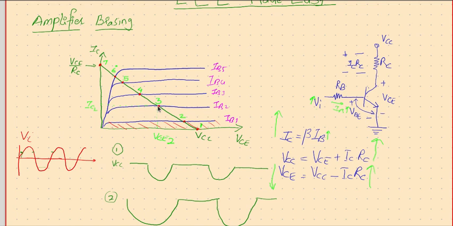If you want the operating point at 3, then make sure that with no input IB2 is flowing into the base. If you want this point, then make sure that IB3 is flowing into the base. If you want this, make sure IB4 is flowing, and if you want this, make sure IB5 is flowing, and so on. Now the question is how to make sure that IB3 or IB2 is made available at the base, and that's the purpose of an external circuit called a biasing circuit.